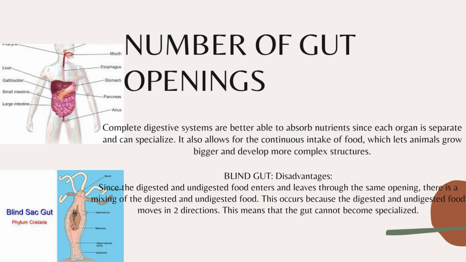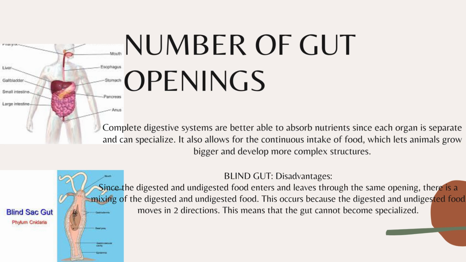Simpler animals like the hydra have only one body opening. They can take in food through this opening into a sac-like digestive cavity, and wastes are also released through the same body opening. There are certain disadvantages of having a blind gut, such as animals cannot ingest and digest at the same time. There is a mixing of digested and undigested food, and sometimes digested food is also expelled during ingestion.